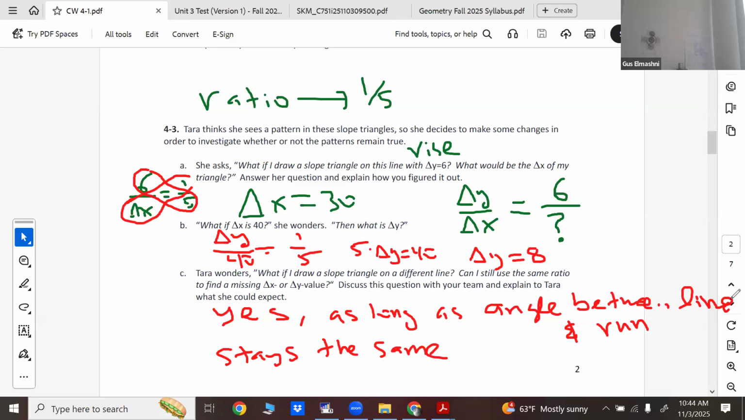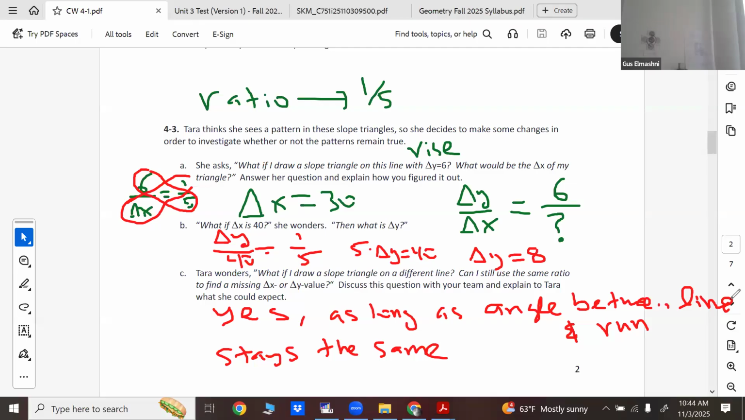What if I drew a different line? It depends. As long as the line you drew keeps the same angle between the line and the run, which is a horizontal segment, then it won't matter. Like, what if I drew a line that's parallel to the line above? That's okay. But if you drew a line that's more steep or less steep, then of course it changes. You have to maintain that angle.